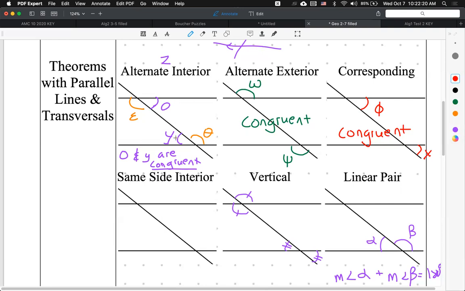Same side interior. What should we use now? Mu, where's mu? I don't know that one. Oh, it's pronounced mu. Like Mewtwo. And Mewtwo, it's used all the time if you do electronics because it's a unit of resistance.